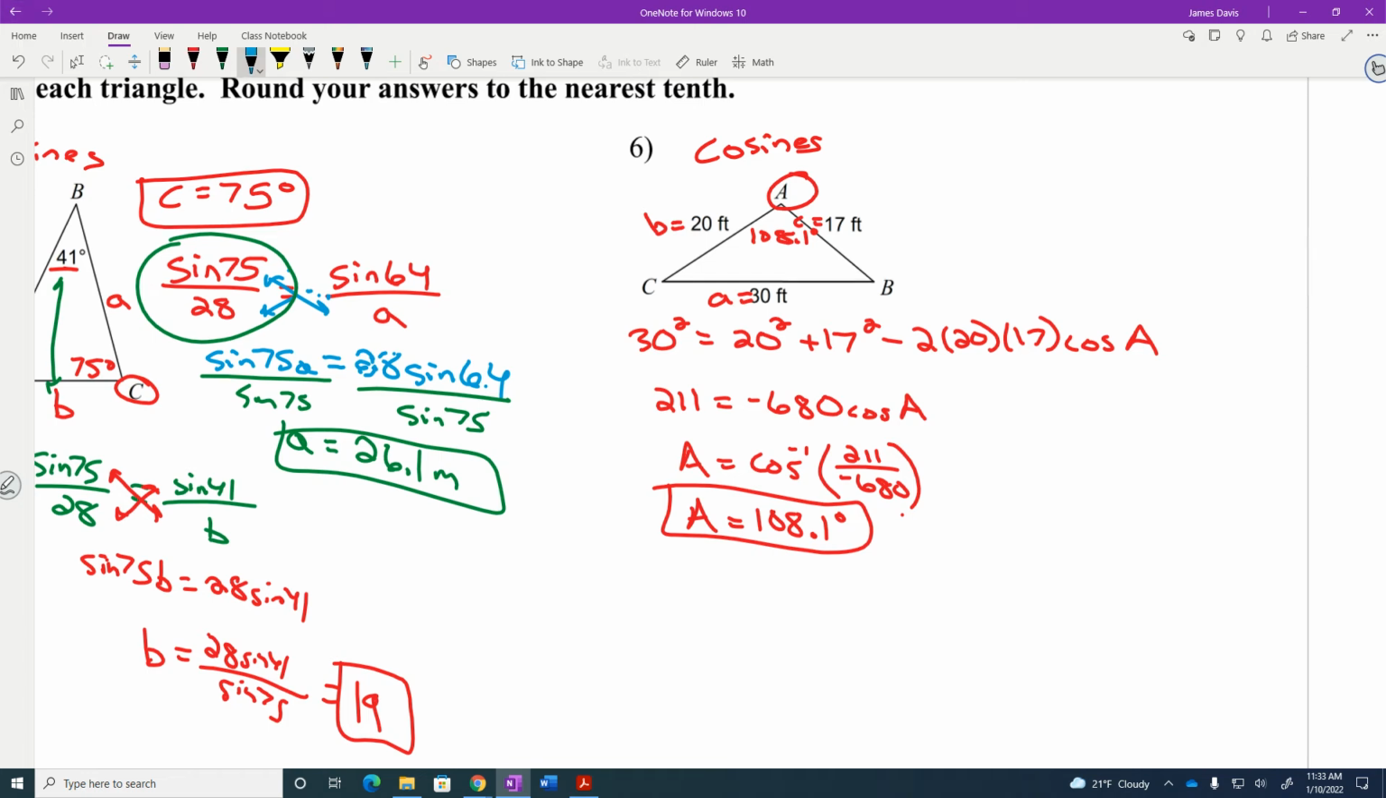So to get, let's say, big B next. We got our pair, sine of 108.1 over 30 equals, and then our big B pair, which would be sine of big B. And then we would cross multiply and divide. And then inverse. And the last one will be easy because the third angle is always fine.